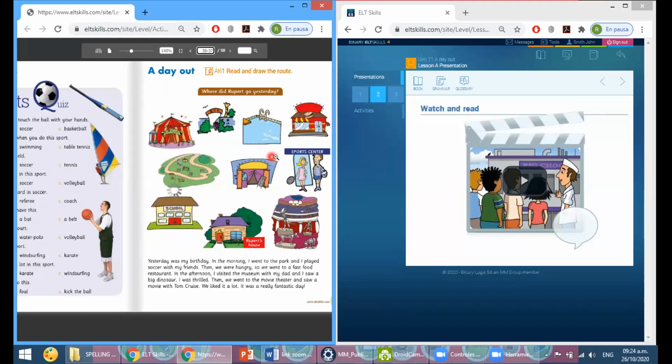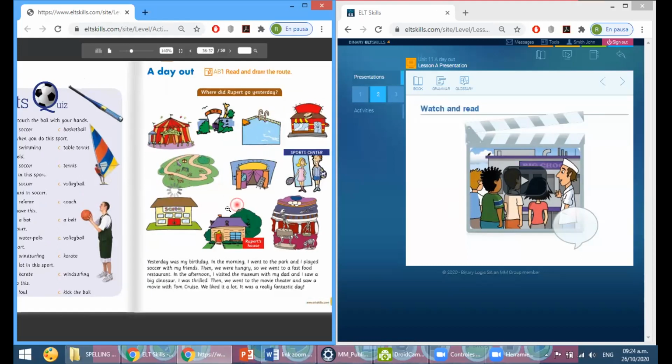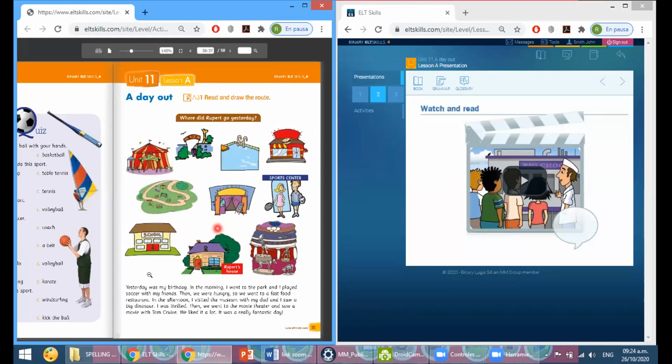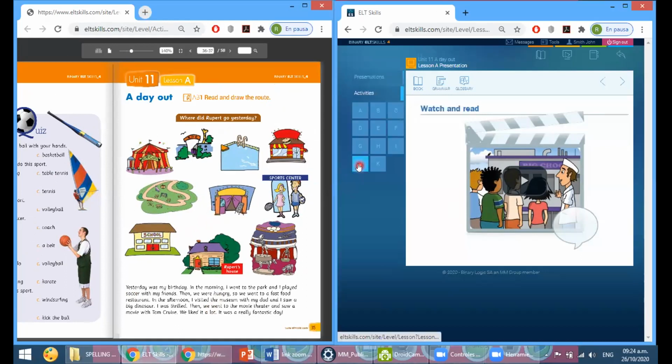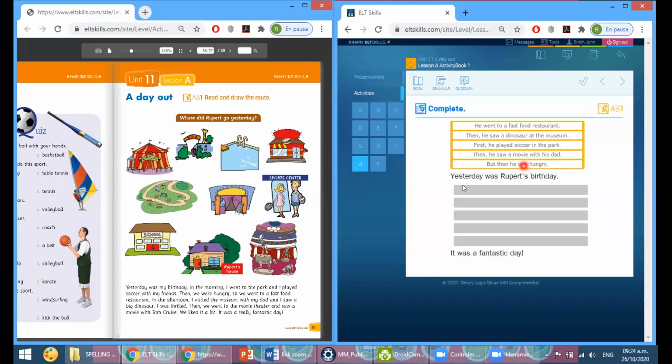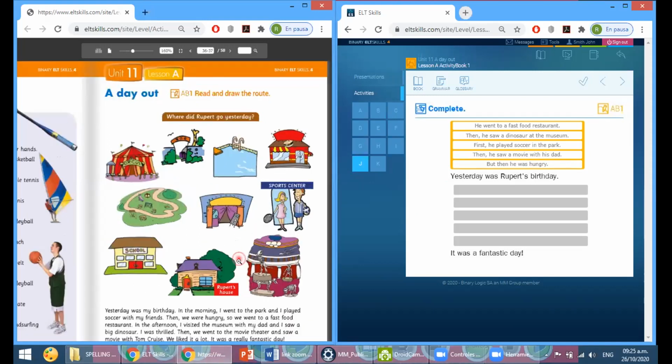Please, in your books, you have this, the page 35 in the ELT book. We have a paragraph, no? Like this. And in the platform, you know, is the activity J. Activity J. We are going to put in order. Where did Rupert go yesterday? Okay, we need to put in order all the story, all this text. Okay?